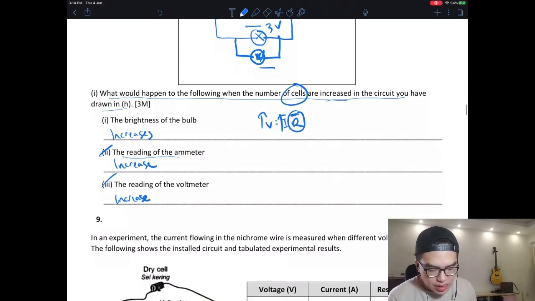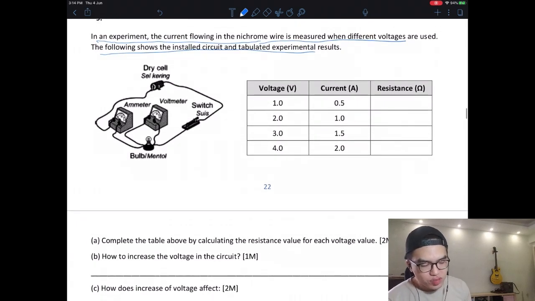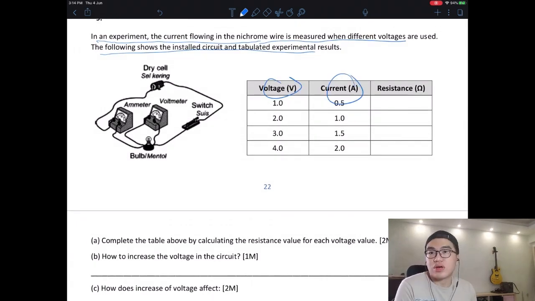Okay, so number 9, in an experiment, the current flowing in the nichrome wire, nichrome is a type of metal, a type of wire, is measured when different voltages are used. The following shows the circuit and the tabulated experimental result. They give you the V and the A, so they give you the ohm. So what do you do? You calculate yourself.